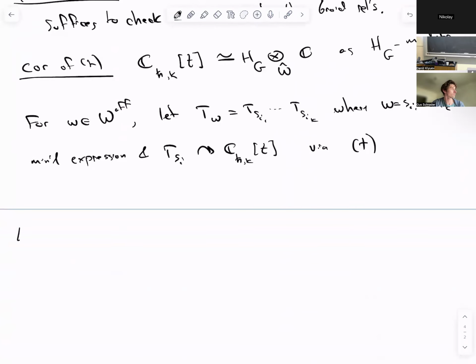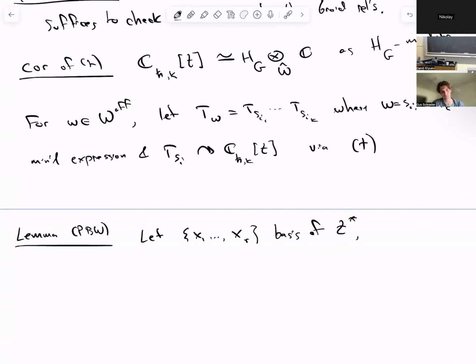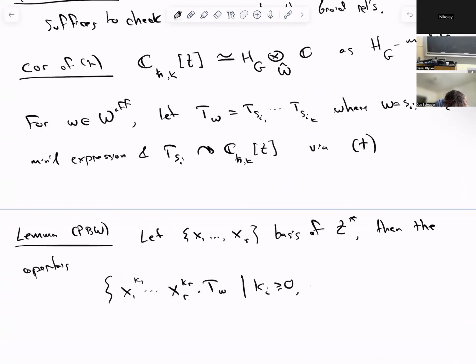And the PBW theorem is that if we fix a basis of the Lie algebra, then the operators, so polynomials in the x's, and then the T_W, are linearly independent as operators on the polynomial algebra. So as a byproduct, this action that we just defined of the trig DAHA is faithful.